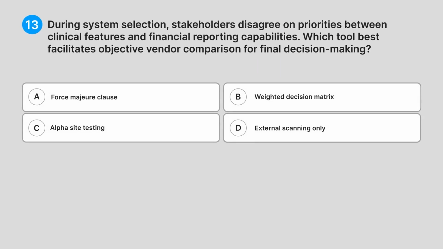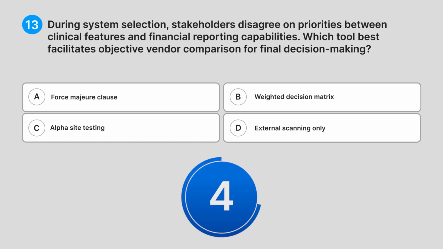13. During system selection, stakeholders disagree on priorities between clinical features and financial reporting capabilities. Which tool best facilitates objective vendor comparison for final decision-making? A. Force majeure clause. B. Weighted decision matrix. C. Alpha site testing. D. External scanning only. Can you guess the answer?